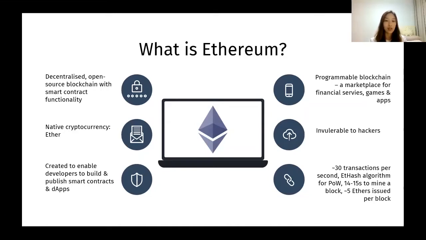The Ether cryptocurrency was designed to be used within the network. However, like Bitcoin, Ether is now an accepted form of payment by some merchants and service vendors, for example, Shopify and CheapAir. And its invulnerability to hackers and other snoopers has opened possibilities for the storage of private information, from healthcare records to voting systems. Currently, Ethereum can handle around 30 transactions per second, and it uses the Ethash algorithm for its proof of work. It takes around 14 to 15 seconds to mine a block, and generally 5 ethers are issued per block.